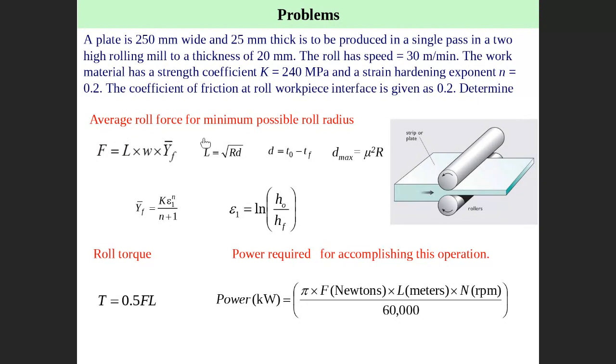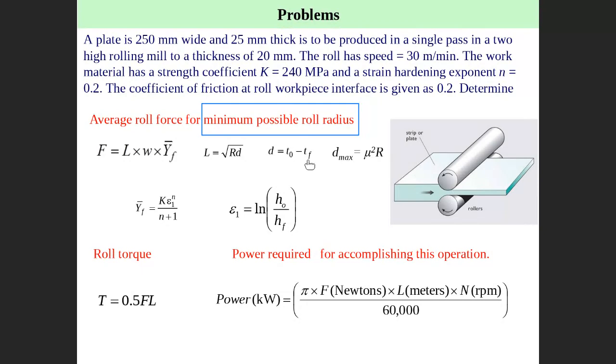Determine the average roll force for minimum possible roll radius. What is that? Minimum possible roll radius. The words minimum possible roll radius mean that the maximum draft is equal to the draft in one cycle. In one cycle, we will maintain our draft at the maximum possible draft. It means that you calculate mu squared R and we will fix our draft to mu squared R. In this case, first step, mu and R are given, then you calculate the maximum draft. Maximum draft is our draft.